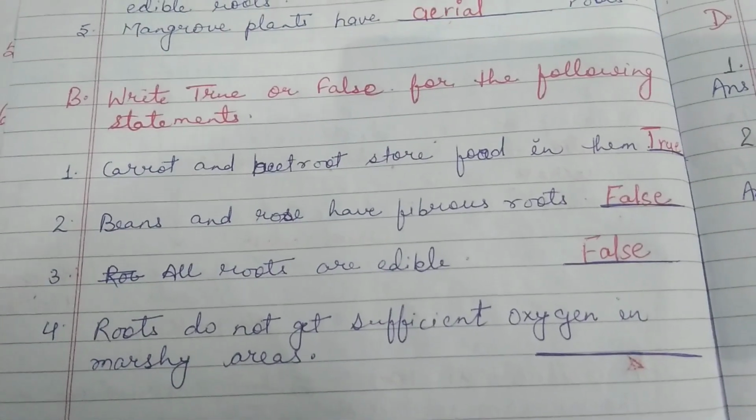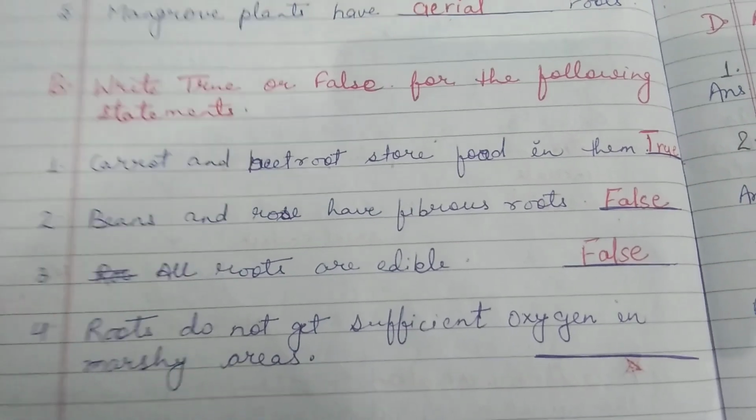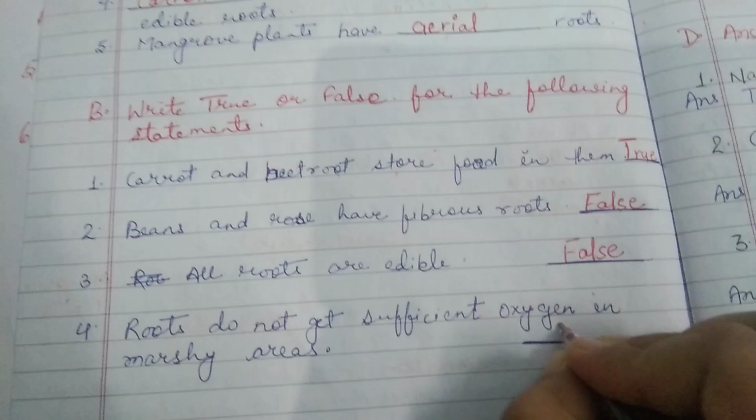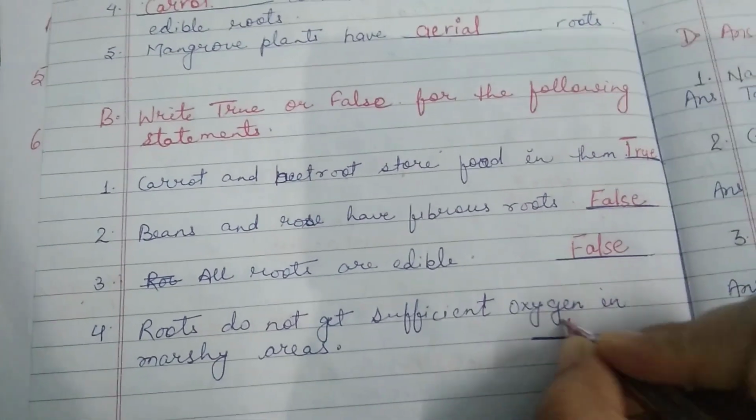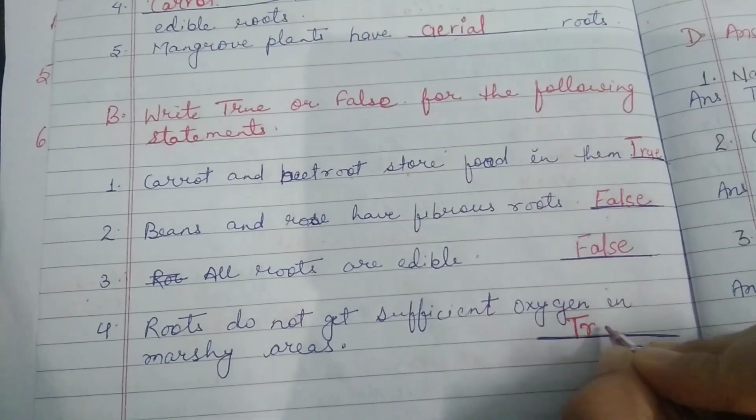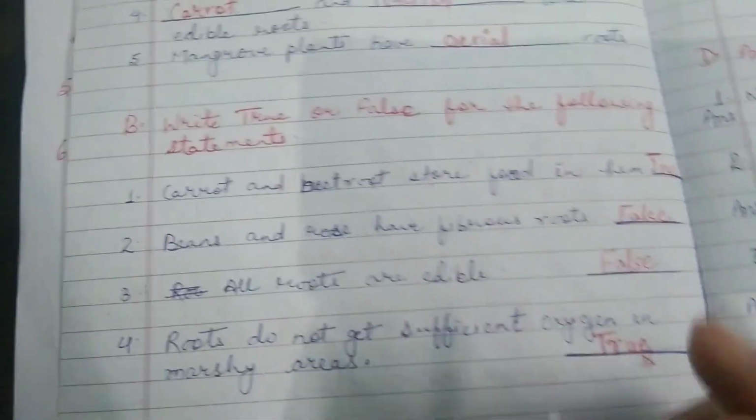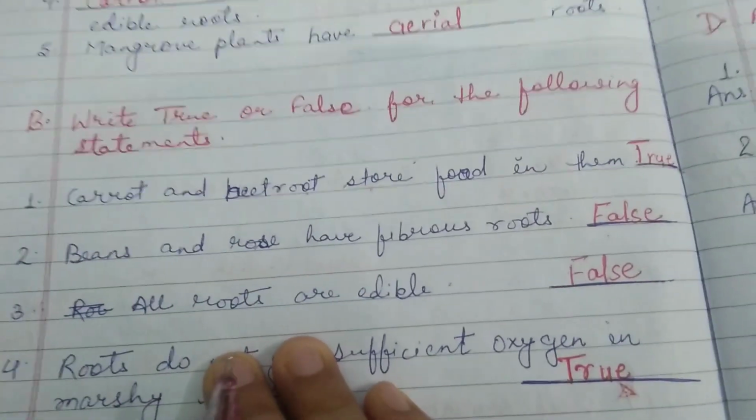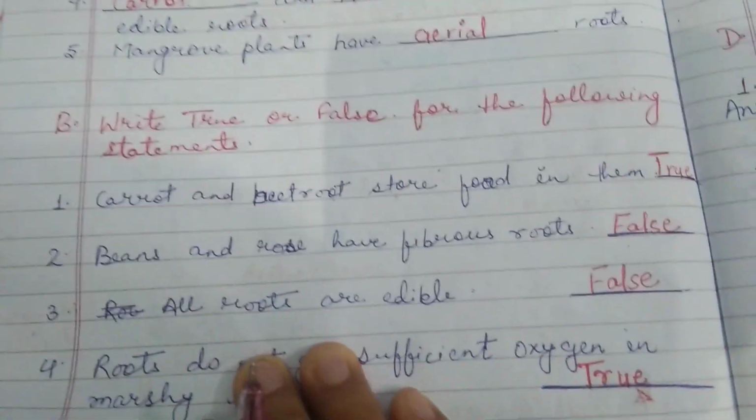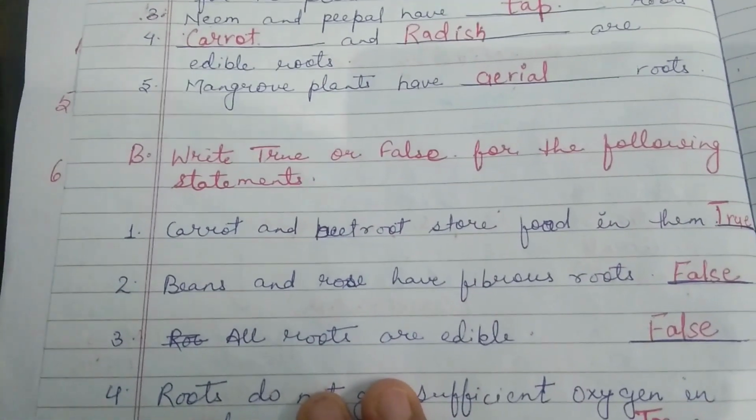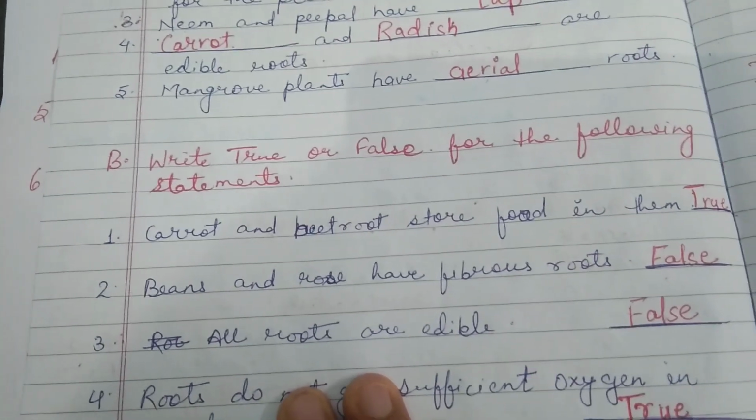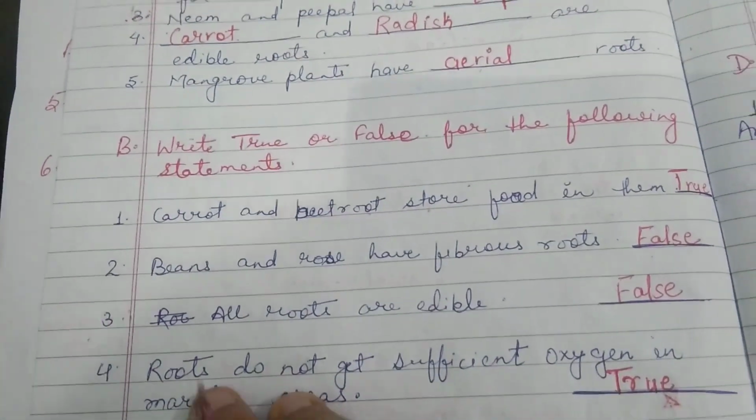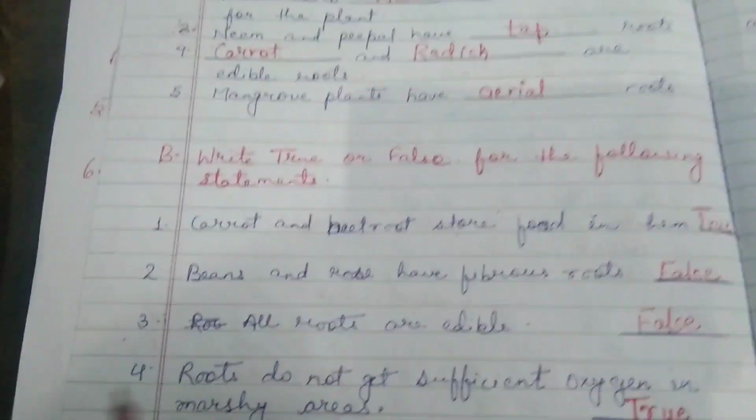Roots do not get sufficient oxygen in marshy areas. Yes, it is true. In marshy areas, roots do not get sufficient oxygen from the soil. That's why aerial roots arise from the branches of the trees, and they are called aerial roots.